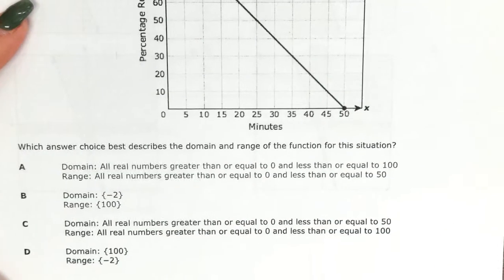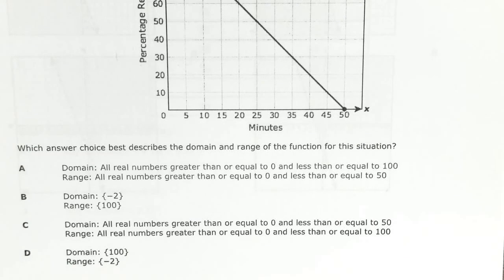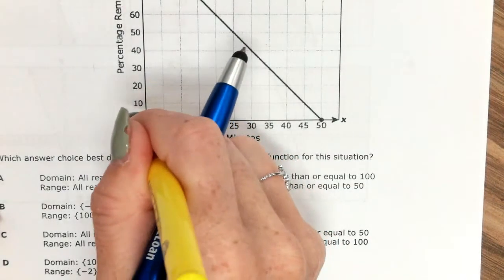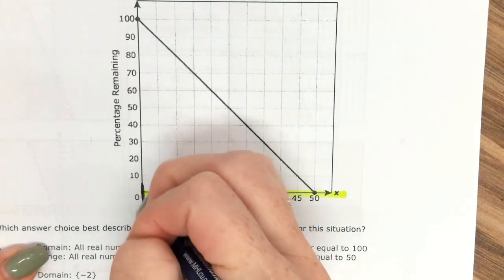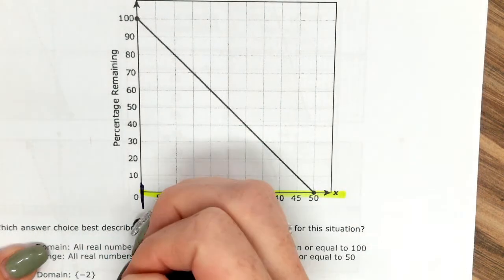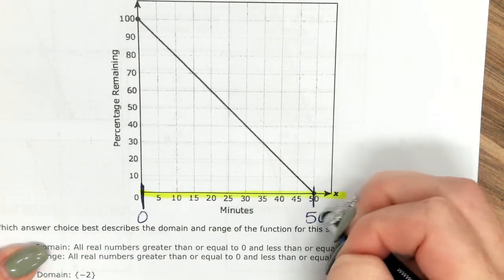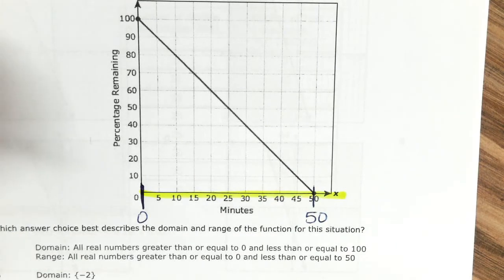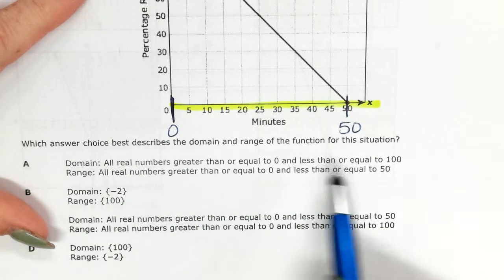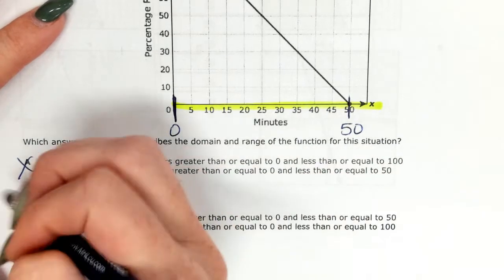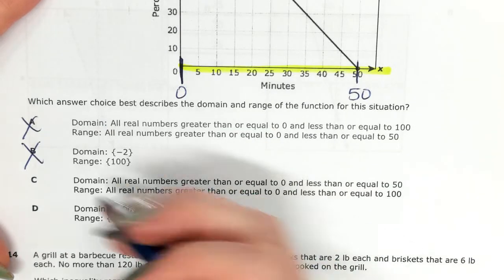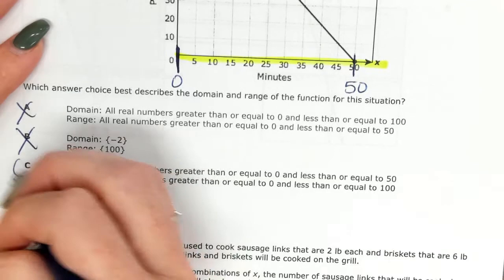Number 13, which answer choice best describes the domain and range? So I'm going to start with domain, which is the x-axis. What is the lowest point on the x-axis? 0. What is the highest point? So the domain is from 0 to 50. So was A correct for domain? No. Was B correct for domain? Not at all. Was D correct for domain? No. So the answer had to be C.